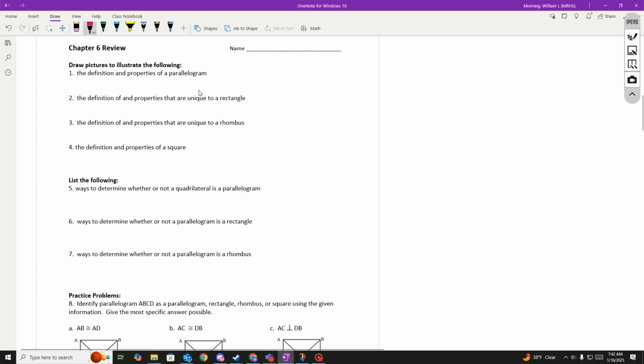Okay, so definition and properties of a parallelogram. A parallelogram has opposite sides parallel. Opposite sides congruent. This is just a shape that is created by the intersection of two sets of parallel lines. The properties: opposite sides parallel, opposite sides congruent. We also have the opposite angles congruent.